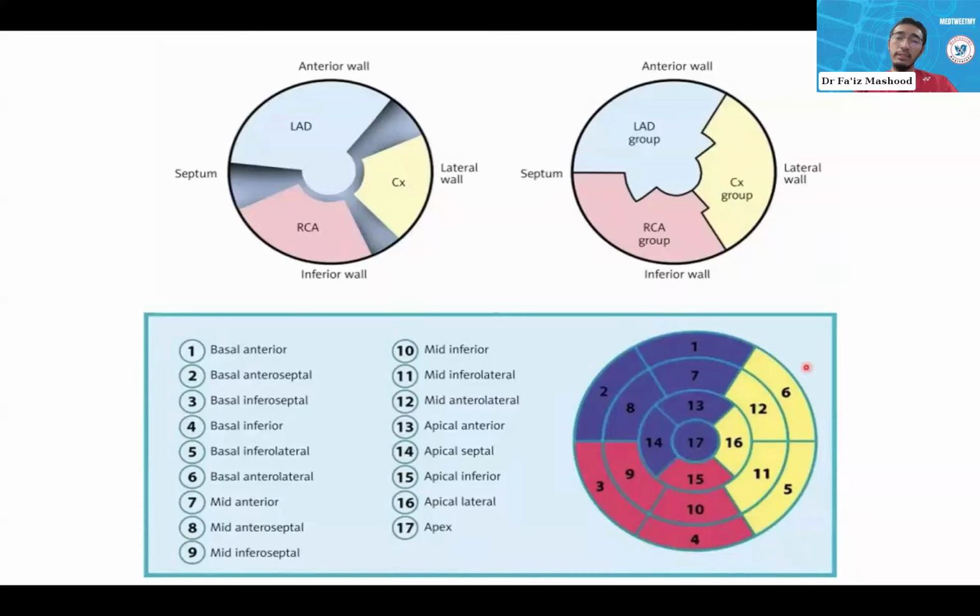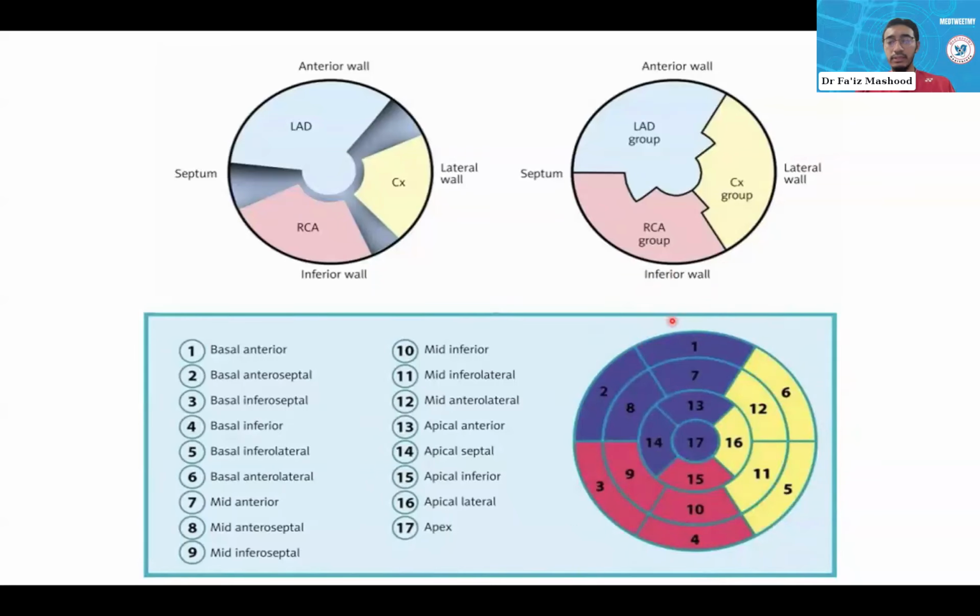And this outer part is what we call the basal. The mid part is mid, and the center part is apical. So for example, let's say this area is what we call apical anterior. So you know, this side is septal. The mnemonic is SALI: septal, anterior, lateral, and inferior.